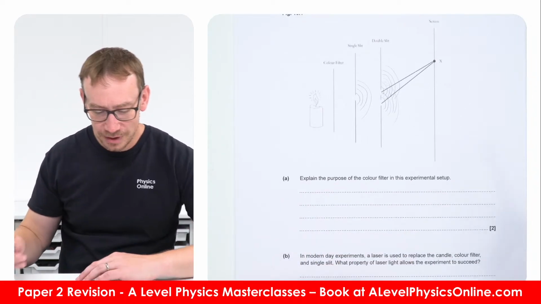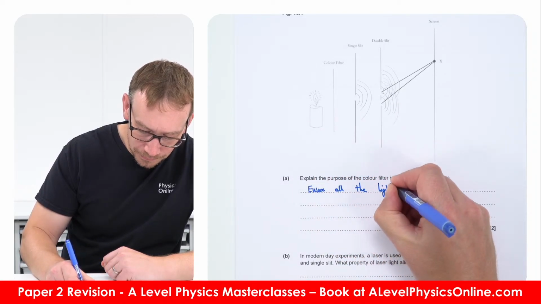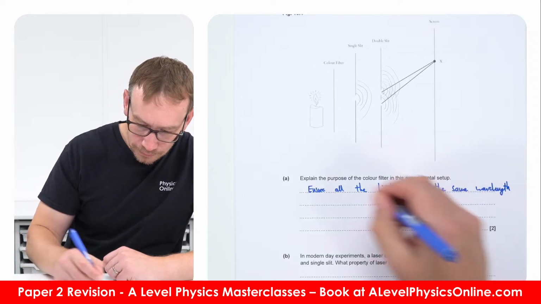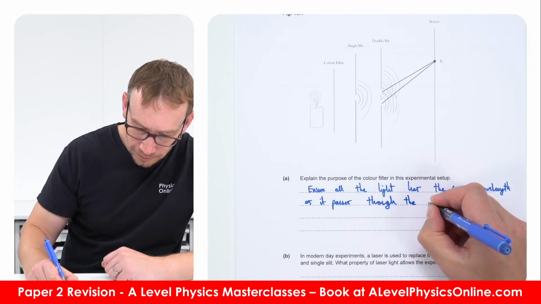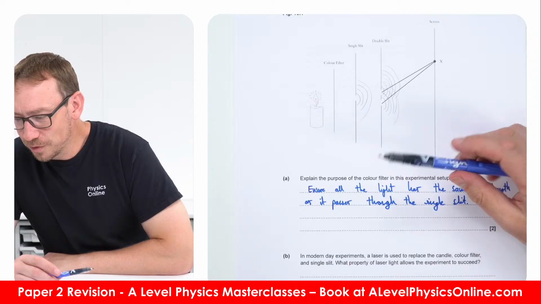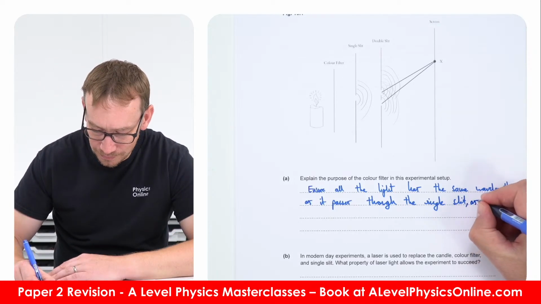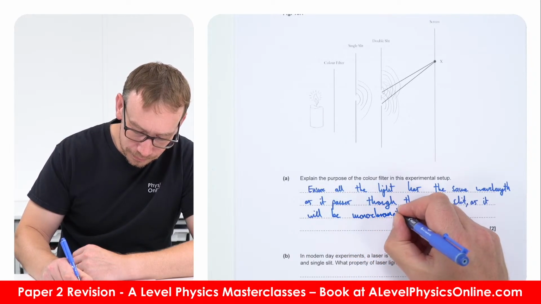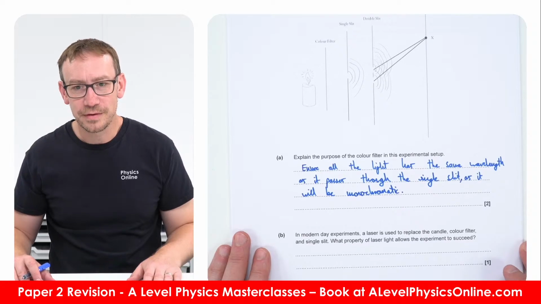So, explain the purpose of the colour filter: is to ensure all the light has the same wavelength as it passes through the single slit, would be my approach. I don't know if that's really 2 marks. They've got the colour absorbs all the wavelengths except one. I guess, yeah. Ensure all the light has the same wavelength as it passes through the single slit, as it will be monochromatic. So that's the purpose, is to make sure that we have this monochromatic light. Yeah, that's why we have that colour filter, so that would be my answer for that.